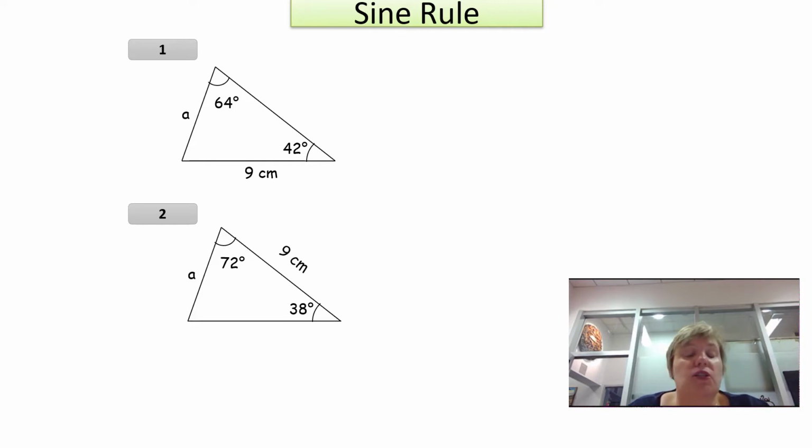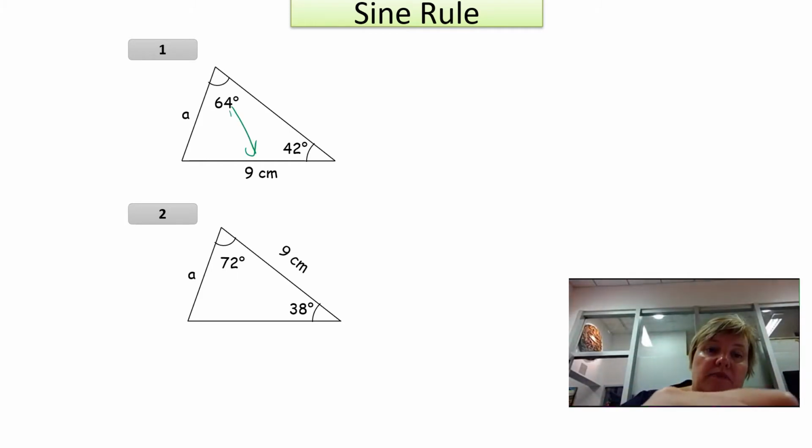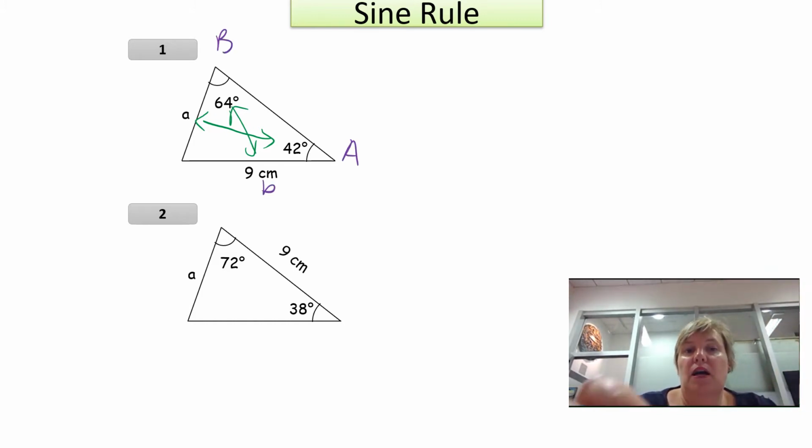Excellent. Let's have a look at 2 more problems really quickly. First of all, I've got an angle and a side, so this pair here, and then I have a second one, but I've got a missing side. I'm going to do exactly the same thing. I'm going to label this A and little a, and this B and little b. I'm going to write the formula out first. I'm looking for a side, so that goes on top: a over sine A equals b over sine B.